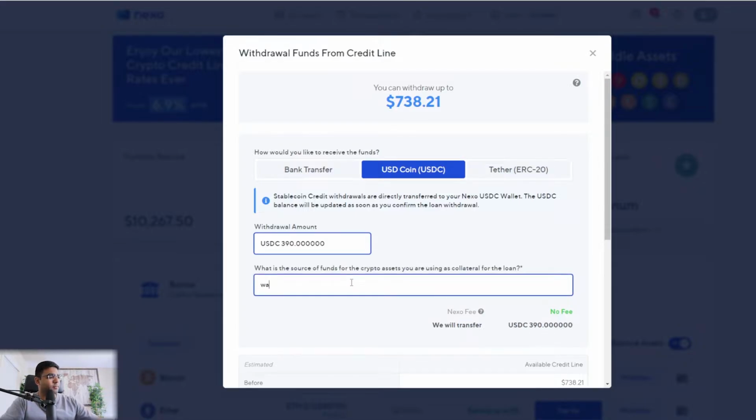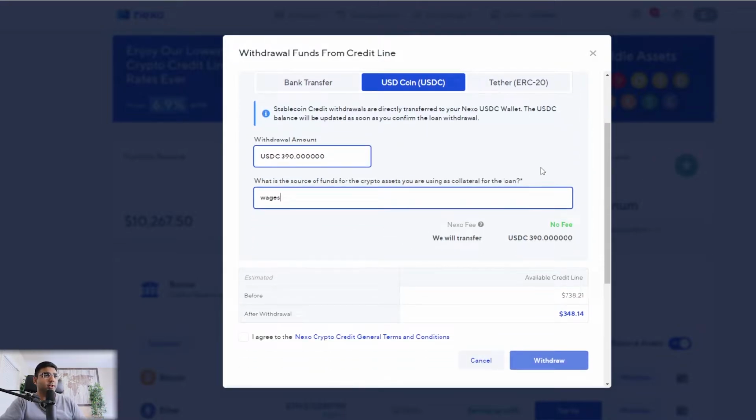And so over here, just put a reason of how you get these funds: salary, trading profits, etc., as it says. So I'm just putting wages over here. So we're going to transfer 390 USDC. And in terms of Nexo fee, there is no fee in this situation.